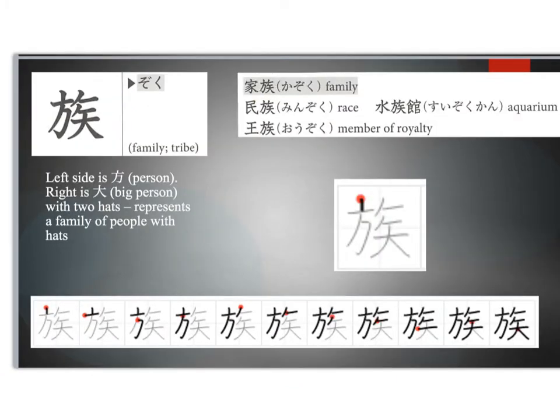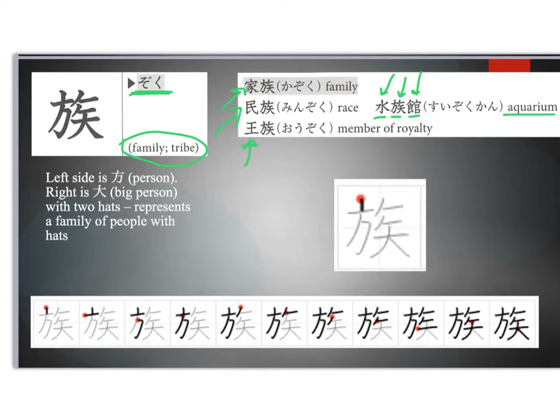So this kanji actually means family or tribe, and we find it in words like kazoku. So this is the zoku portion. So you have kazoku, for example, minzoku, which means race, suizokukan, which literally means water, family, building, or aquarium. And then you have ozoku, a member of the royalty, where this sort of means king.